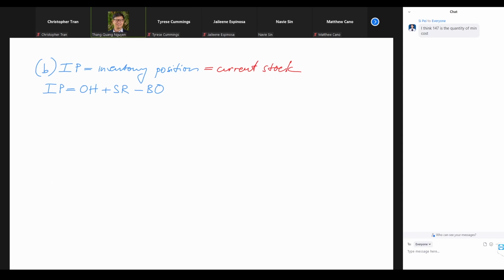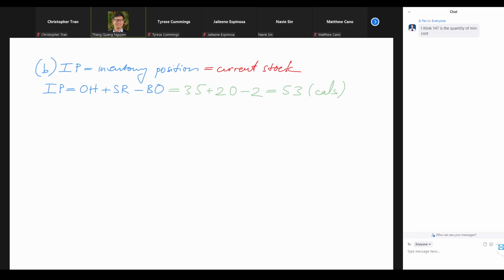We just take the on hand, which is 35 on hand, plus 20 to be delivered today, minus 2 back orders, right? Then we have the remaining stock to be 53 calculators. That's the IP. The remaining stock or the current inventory or the inventory position. Different ways to call it.